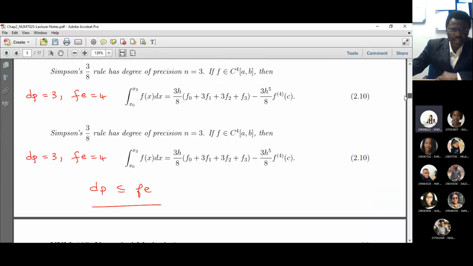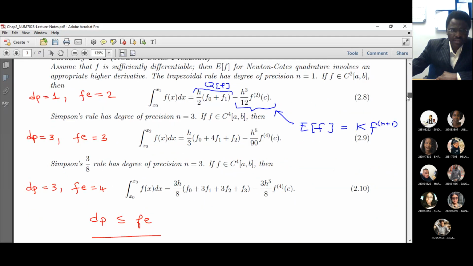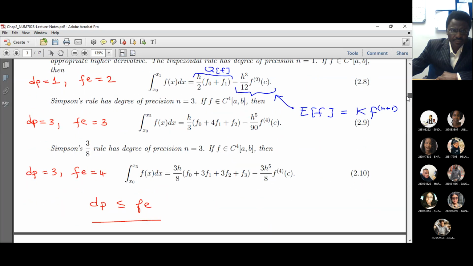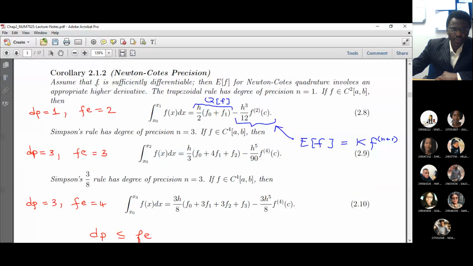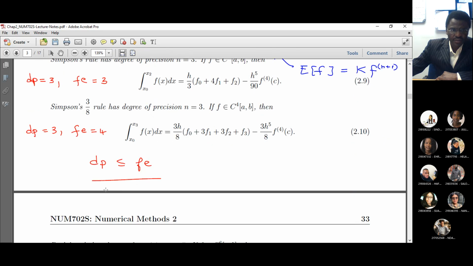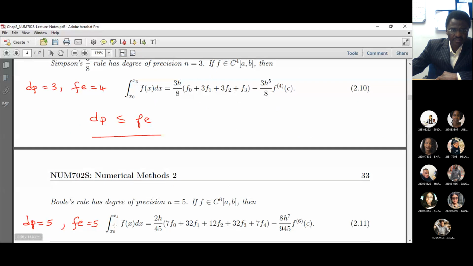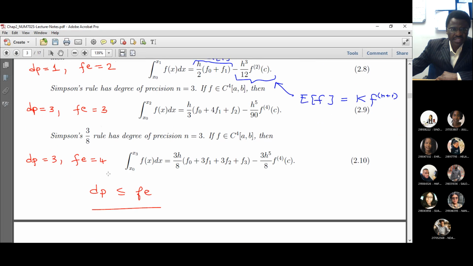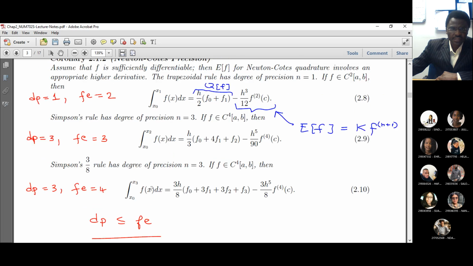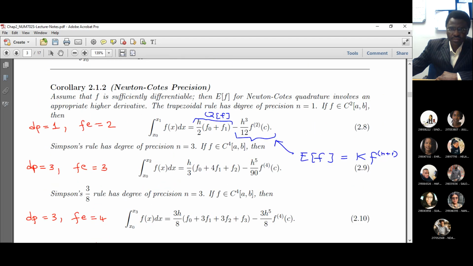Okay, so let me go back. So this is what I was talking about. For the Newton-Cotes formula, we have the degree of precision and the number of function evaluations. They are all there. So you can see here 1, 2, 3, 3, 3, 4, and here you have 5, 5. So the general remark is that the degree of precision is less than or equal to the number of function evaluations. So that's what we have for the Newton-Cotes.